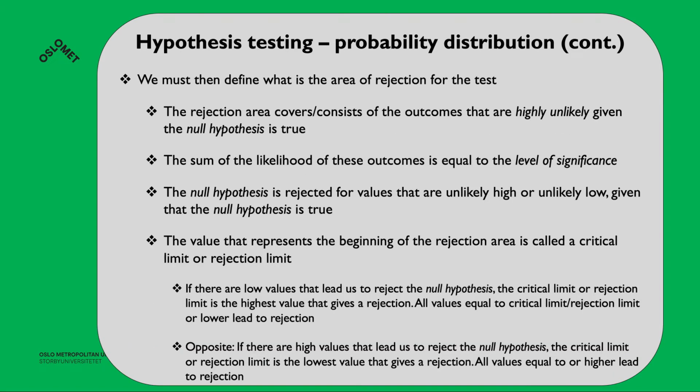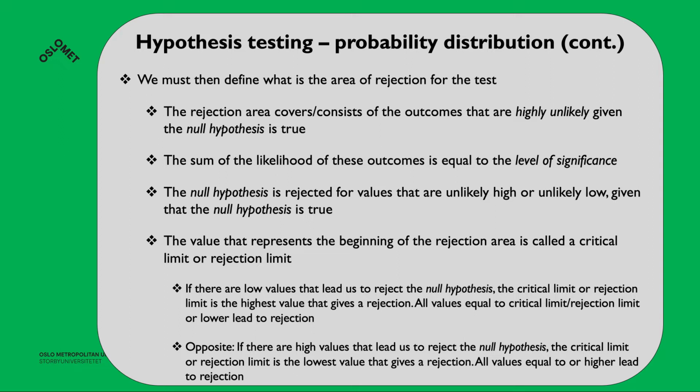Yes. Based on the probability distribution and our chosen level of significance, we have to define the area of rejection for the test. The rejection area consists of all the outcomes that are highly unlikely, given that the null hypothesis is true.